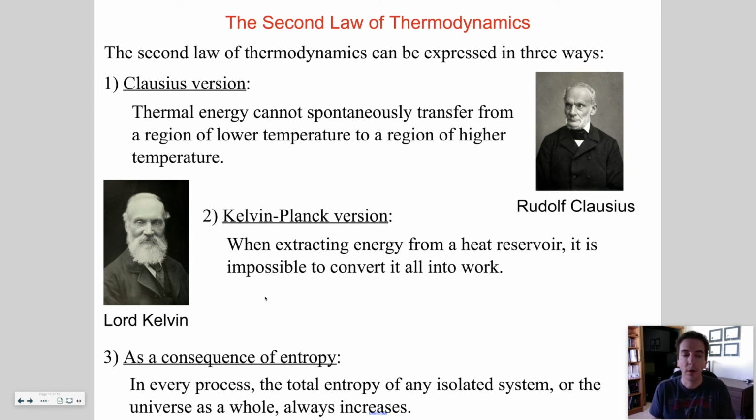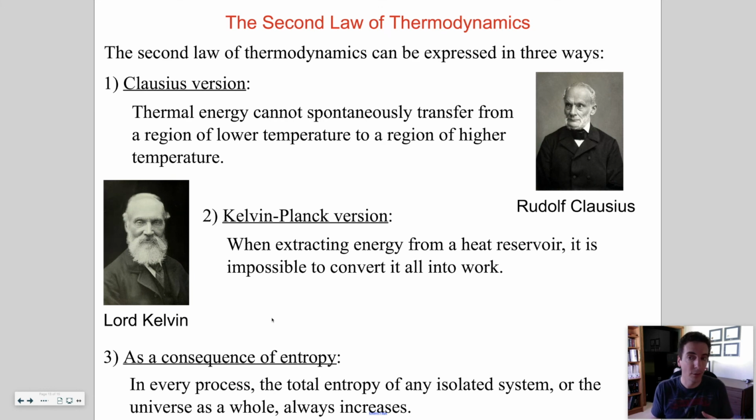A couple more. The Kelvin-Planck version: when extracting energy from a heat reservoir, it is impossible to convert it all into work. Basically, with any energy transformation, you're always going to lose heat energy. You can't possibly get 100% efficiency in transferring one form of energy to another form of energy. You could also write that as a consequence of entropy, which we'll talk about in a sec. In every process, the total entropy of an isolated system or the universe as a whole always increases.